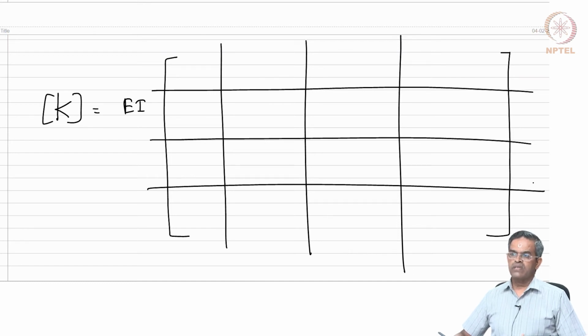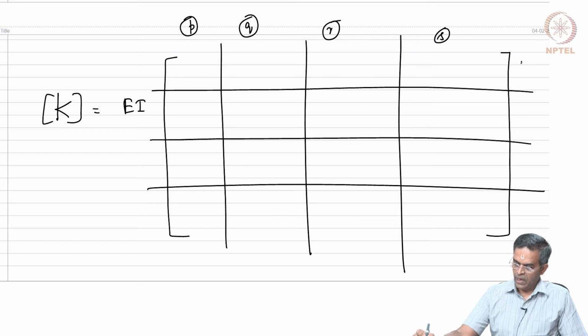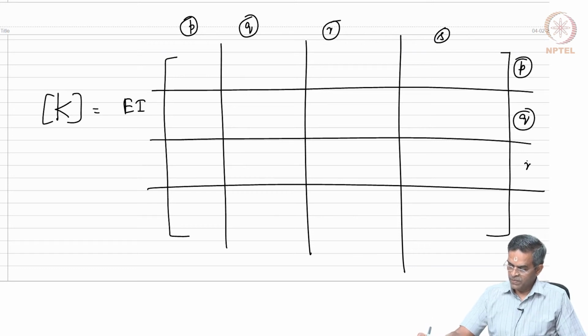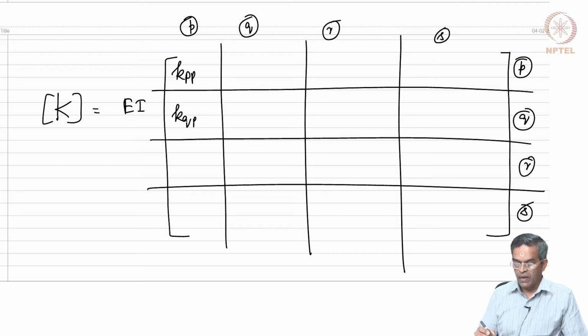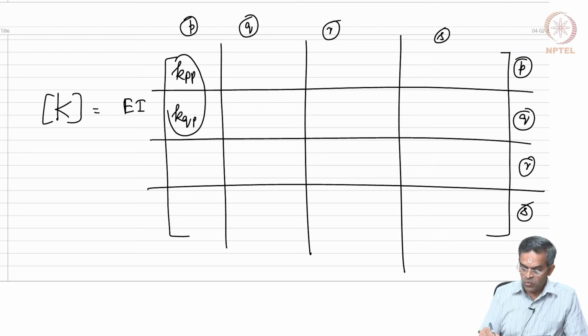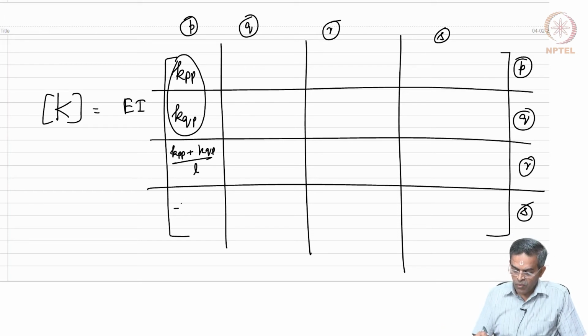So, this book covers the derivation in detail, but let us say these are my P, Q, R and S labels, and we know this is Kpp, this is Kqp, and this is the sum of these two, so I should say it is Kpp plus Kqp by L. And the fourth one is negative of this.